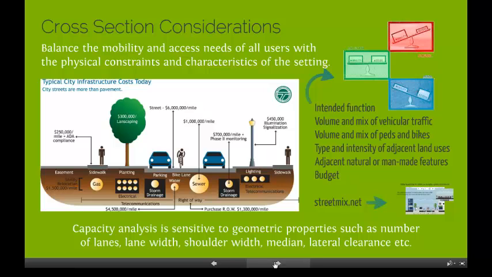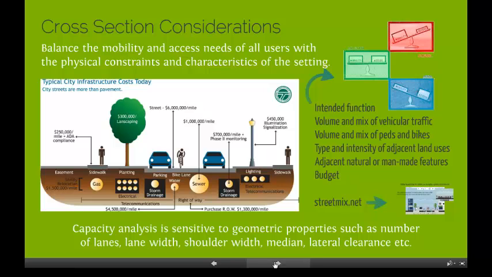Here we are reminded to balance the mobility and access needs of all users with the physical constraints of the right-of-way and the characteristics of the setting, and to also acknowledge the financial aspects of the project. Take a moment to examine the exhibit and read through the list of considerations. The exhibit is from Washington State DOT and it gives typical per-mile costs for right-of-way, $1.3 million per mile, as well as per-mile costs for individual elements within the right-of-way, like sidewalk, landscape, and utilities.